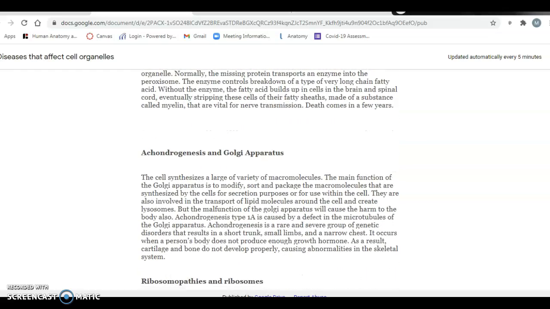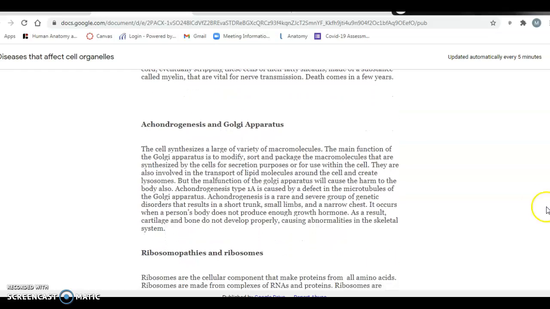Another disease is with the Golgi Apparatus. Now in this instance, we know that the Golgi Apparatus is there to package the proteins and things like that. And it's not just proteins, but they also sort and package different other macromolecules. In this case, they're not being sorted correctly, and they're not going to where they need to go, and it causes a developmental problem.